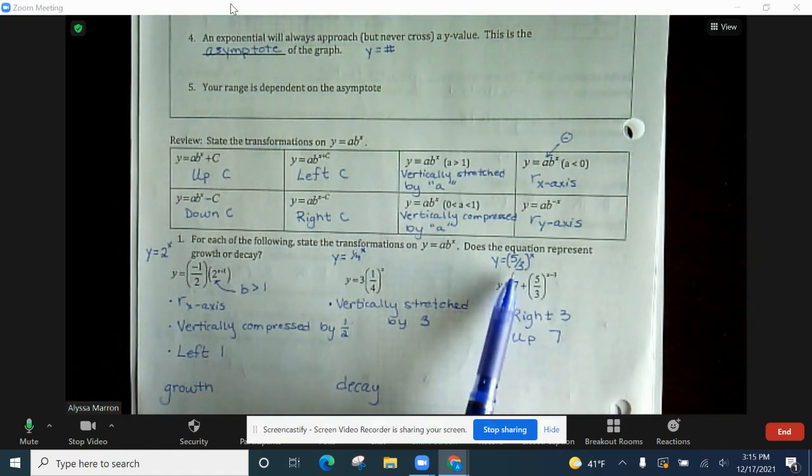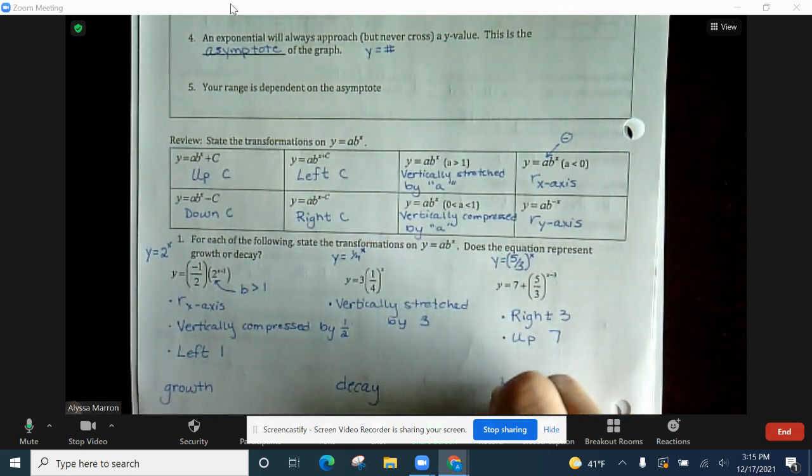Now you want to be careful here. Some students will say this is decay because it's a fraction. It's only decay if this is a fractional value between 0 and 1. This is a number that's greater than 1. Since that base is greater than 1, we actually have exponential growth.